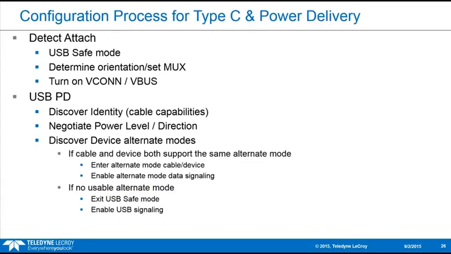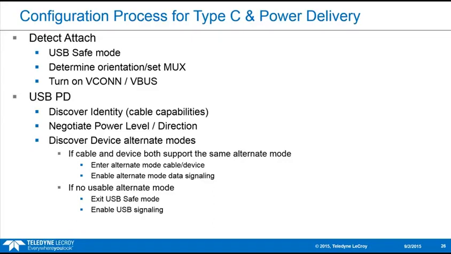Okay, I'll give you a high-level summary of the configuration process, and then we'll come back and look at each step in more detail. It's required that the initial source come up in USB safe mode. The CC lines are used to determine the cable orientation. Then Vcon is supplied to power any E-marked cables. So Vcon first, then the default Vbus voltage gets turned on second, by the source, that is.